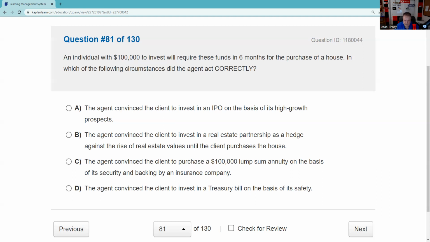Lump sum annuity. Absolutely not. I'm looking for a money market. You're going to get tested on money market securities, high quality debt, maturing in 12 months or less. Very testable.